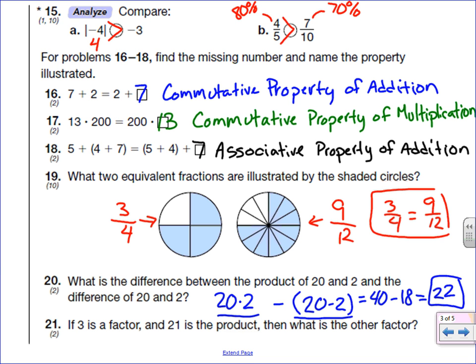If 3 is a factor and 21 is a product, then what is the other factor? So we have 3 times another factor is equal to 21. Well, then we would know that 21 divided by 3 equals that factor, which is 7.